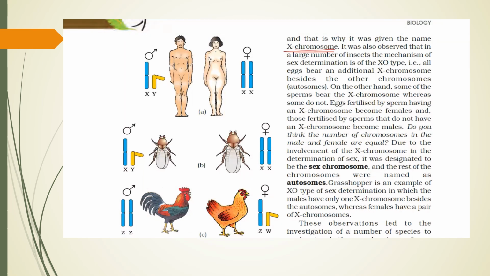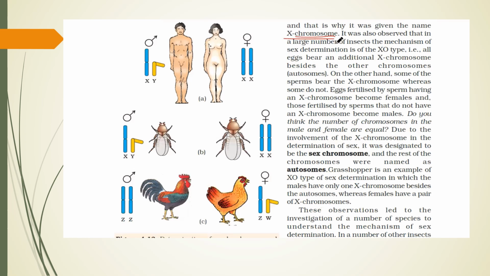So till this, we have studied in the previous slide. So what else is written here? Now, it was also observed that in a large number of insects, the mechanism of sex determination is called XO type. So what is this O? What is this O type? All the eggs bear an additional X chromosome besides the other chromosomes, the autosomes. On the other hand, some sperms bear an X chromosome, whereas some do not.